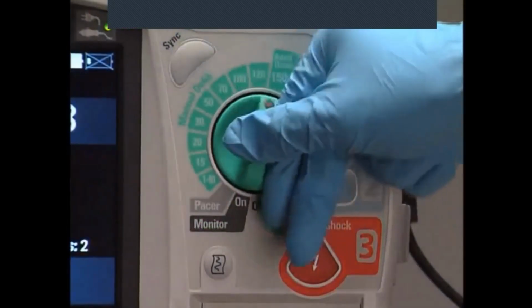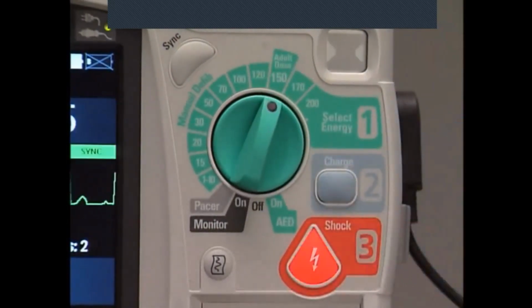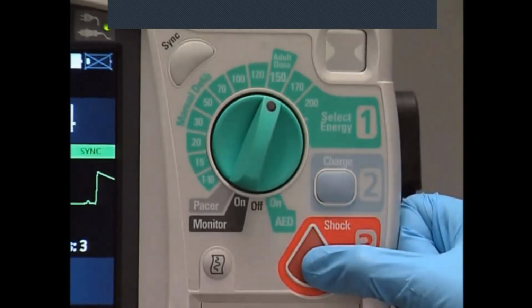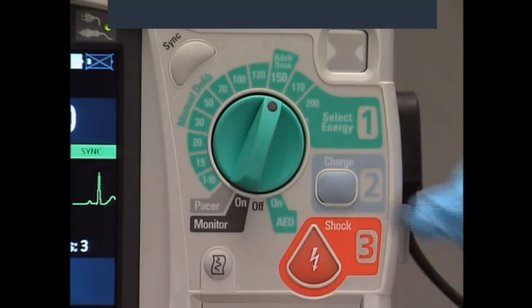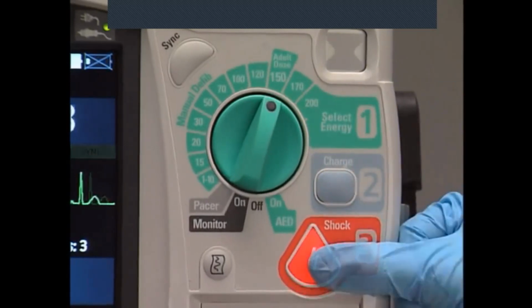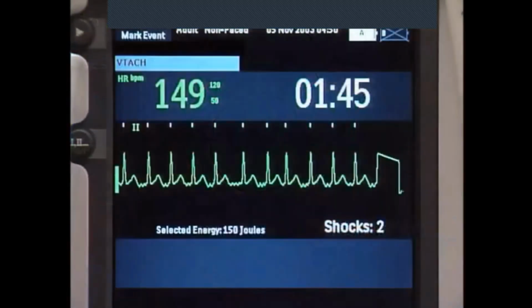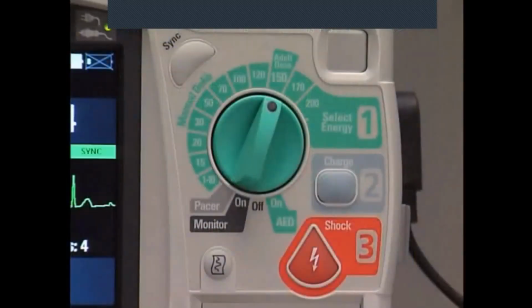Turn the therapy knob to the desired energy level setting. Press the charge button on the MRX. Make sure no one is touching the patient or anything connected to the patient. Press and hold the shock button on the MRX. A shock delivers on the next detected R wave. You can deliver additional synchronized shocks simply by pressing the charge and shock buttons again. Disabling the sync function is as easy as pressing the sync button.